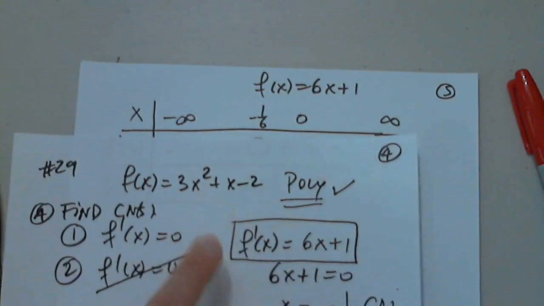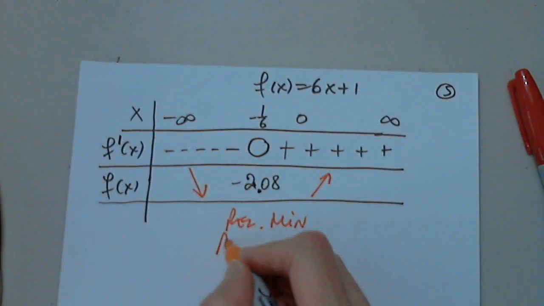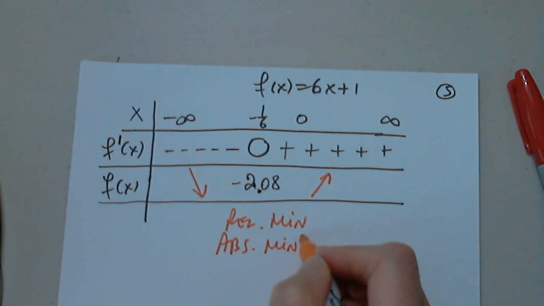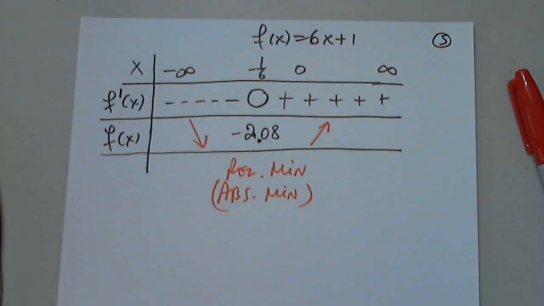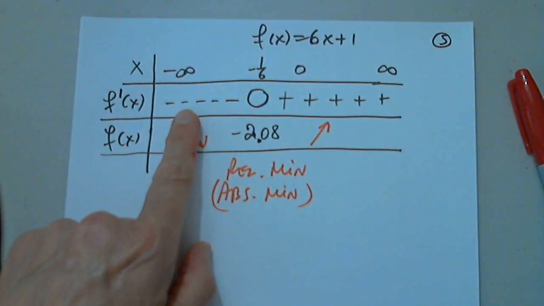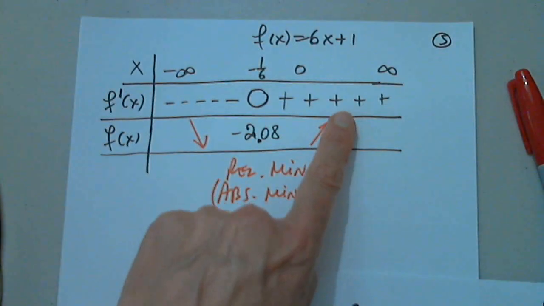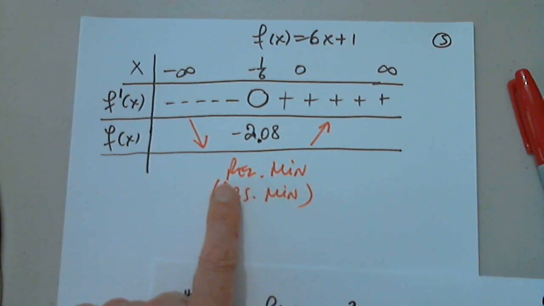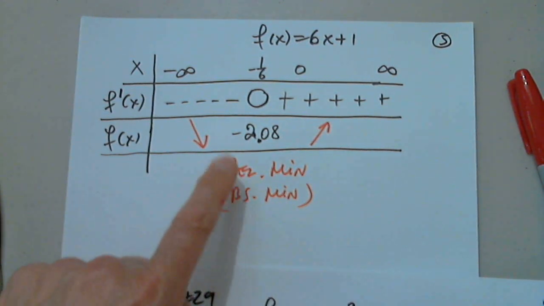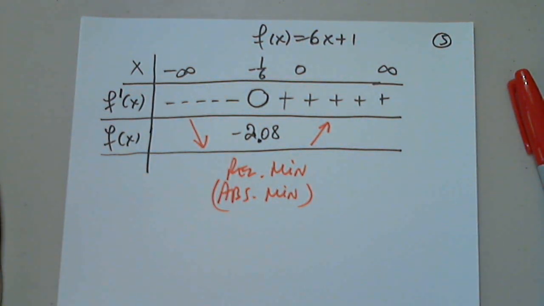We know that in this case, it is also an absolute minimum. First derivative negative, then 0, then positive. So this must be guaranteed to be a relative or local minimum. In this case, because the function is quadratic, it's also absolute. It's a lot of work, a lot of analysis, but we're going to practice as much as we need.